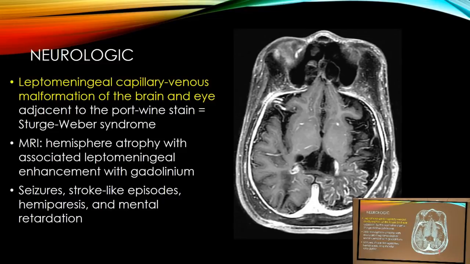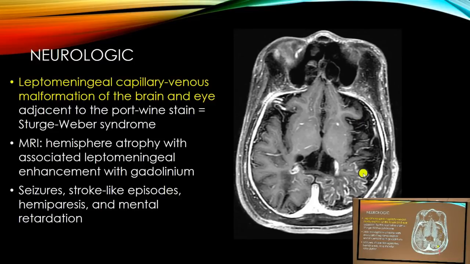Here on the left hemisphere, this patient has a port wine stain on the left. You can see atrophy of the left hemisphere and what's called leptomeningeal enhancement, which just reflects this capillary network involving the brain. There's also some calcification.